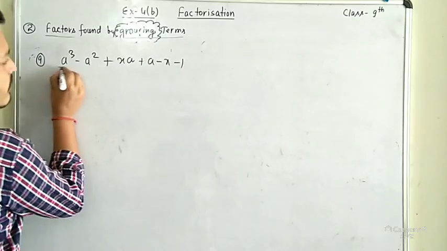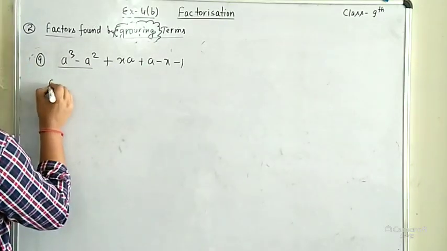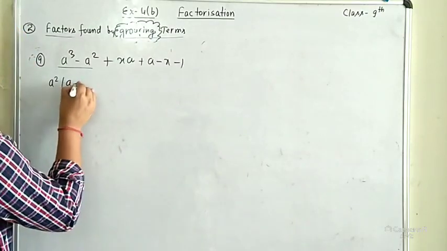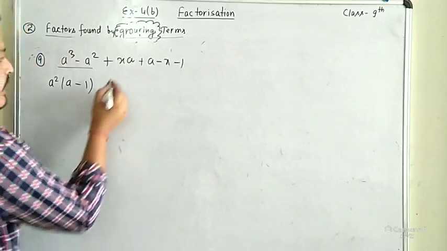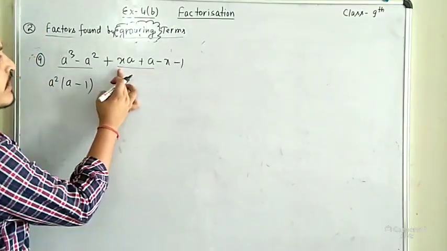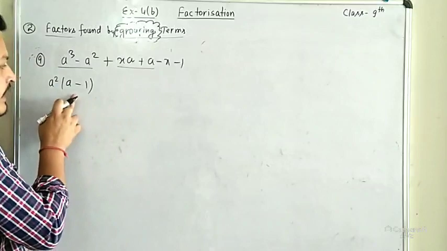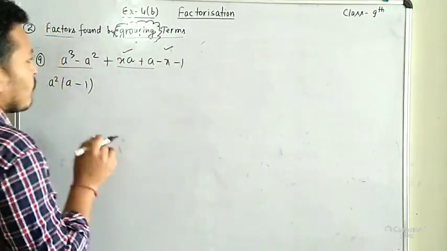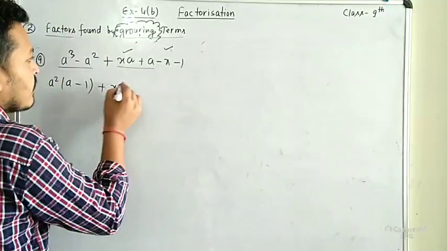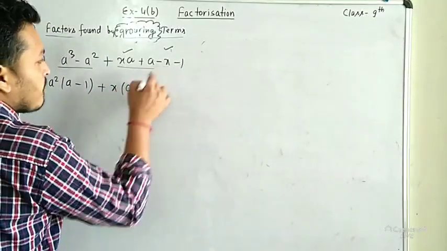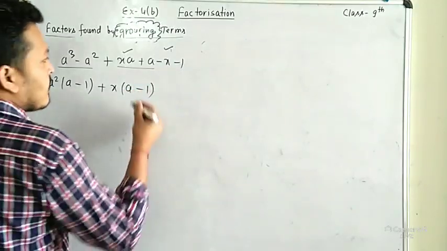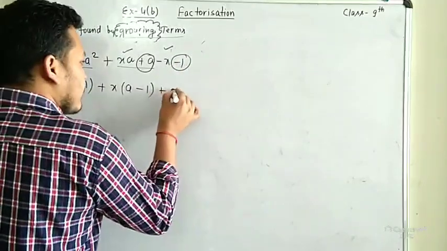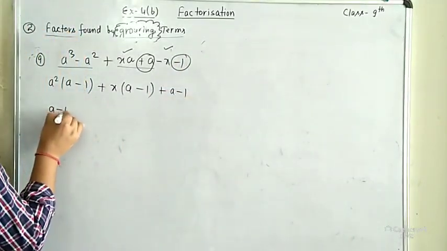In the first two parts, can we take a square as common? Then what remains here is a minus 1. And here, if you take a as common, x plus 1 will remain, so we need a minus 1. In this part, xa plus a and x, we can do something. Take x common, then a remains, and minus 1 remains here. And in the last, plus a minus 1.